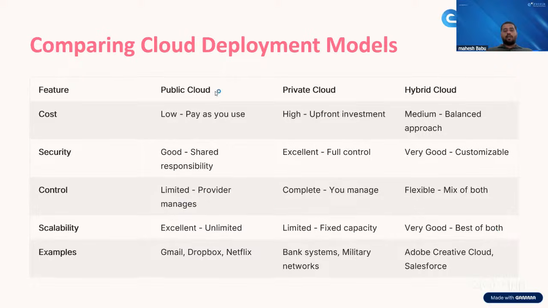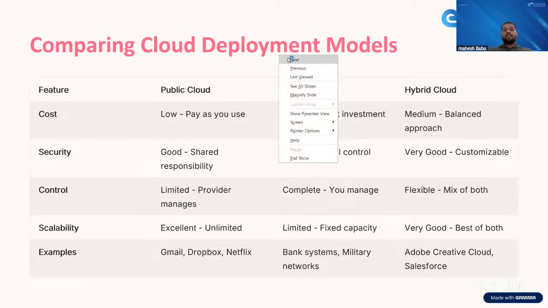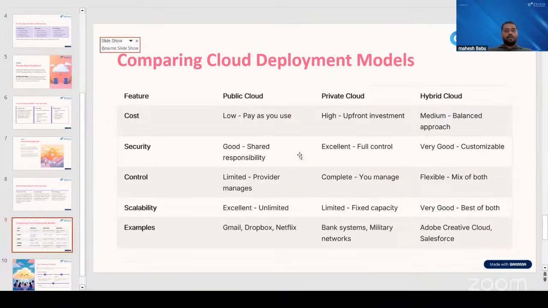And examples of public cloud, like you're using your Gmail, Dropbox, Google Photos, everything. So AWS is a public cloud provider. Azure is also a public cloud provider. Google Cloud is also a public cloud provider. Clear, participants? And next we have private cloud. We have banking systems. We have military networks. So every military has their own data centers, which are managed by them. And hybrid cloud, Adobe Creative Cloud, Salesforce, where they can manage their infrastructure, both the platforms. So participants, these are things we would like to understand very clearly as well.